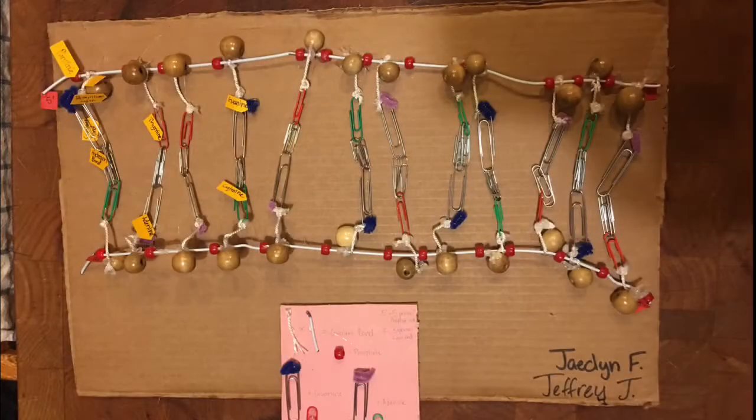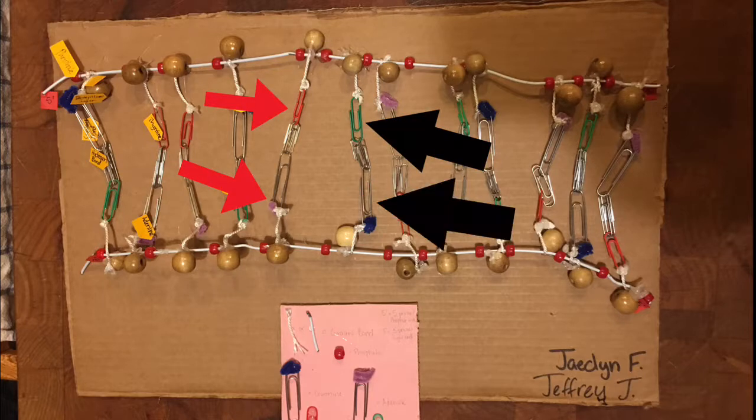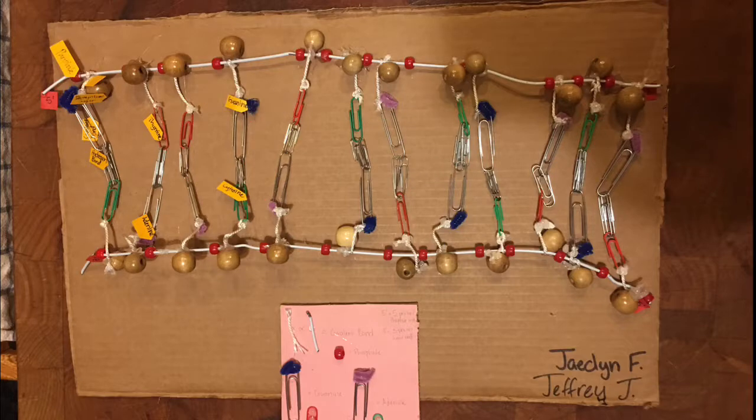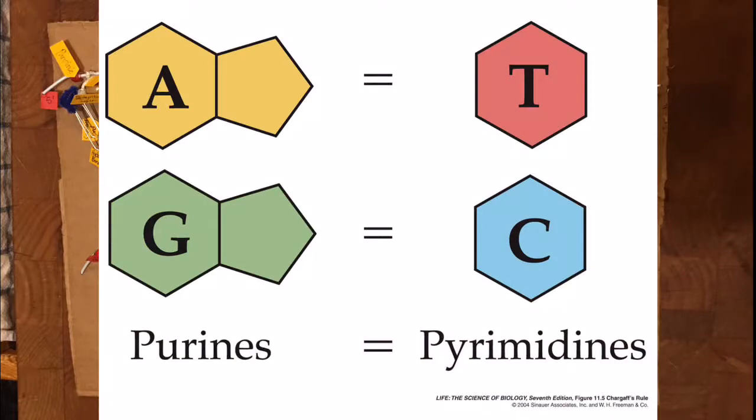So let's do one more rundown of DNA. First you have a nucleotide, which is made up of a phosphate molecule, a deoxyribose sugar molecule, and a base. The bases are thymine, cytosine, adenine, and guanine. And the bases that go together, which is Chargaff's rule, are adenine and thymine, and guanine and cytosine.